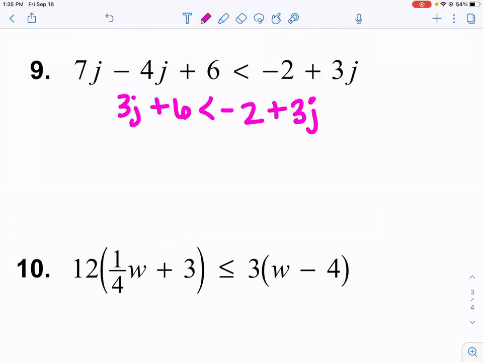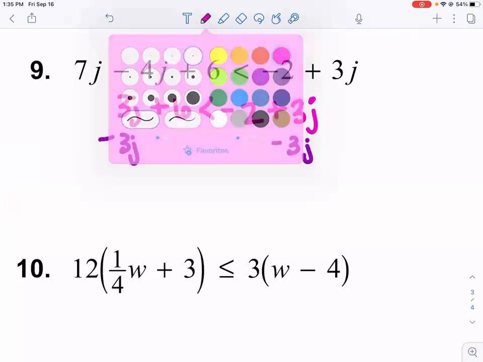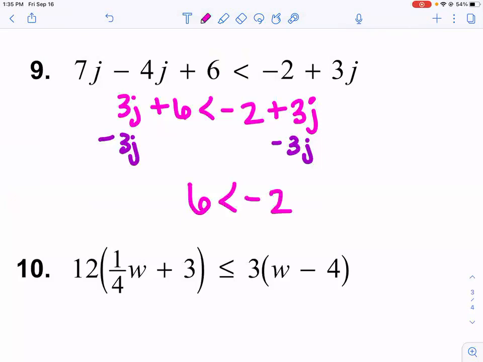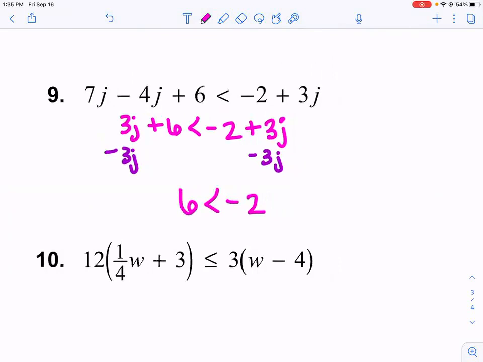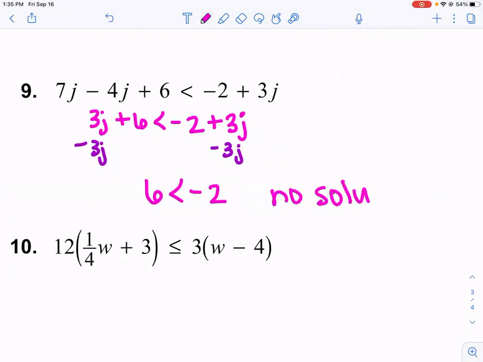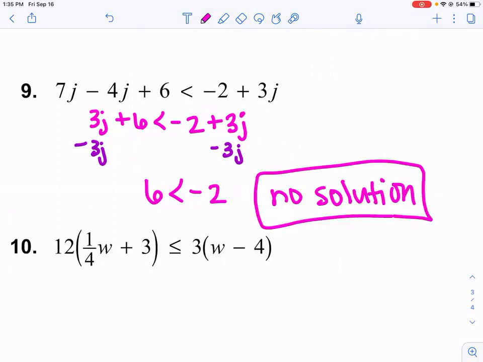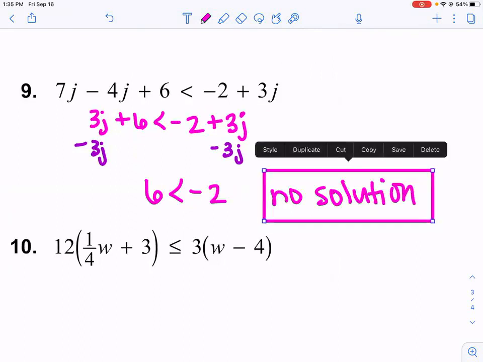Now, Estelle, I want variables on the left side. So what do we need to do? We need to subtract 3j. Uh-oh. 6 is less than negative 2. No. No solution. No. Maybe.